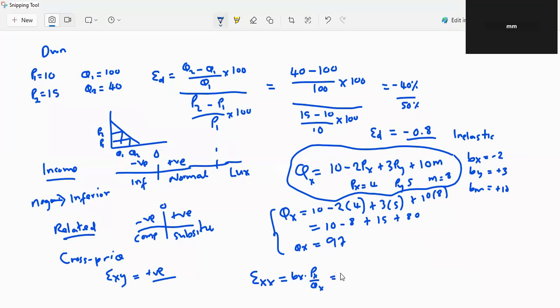Negative 2. What was the price for good X? It was given as what? 4. Put a 4. What is our quantity that we calculated for QX? 97, which is this one here. So this is negative 2 times 4, that is 8 over 97. 8 divided by 97. You get negative 0.08. So what is the comment here? The 0.08. Demand is what? Inelastic.